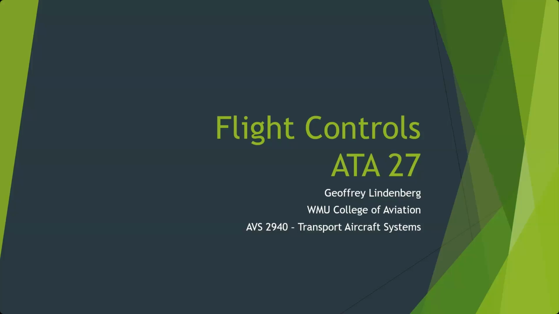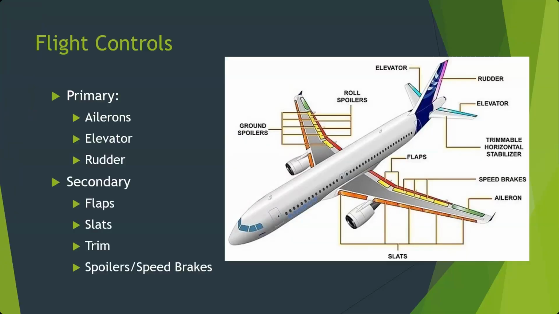In this lecture, we're going to start discussing transport aircraft flight controls. And the flight controls are contained in ATA Chapter 27 for the aircraft documentation, maintenance manuals, and that kind of thing. So some of the flight controls should look familiar from small aircraft systems. So primary flight controls, including things like the ailerons to control roll, elevators to control pitch, and rudder to control yaw, are the same basic concept, just scaled up for transport aircraft.